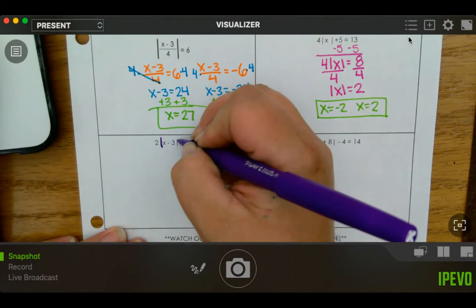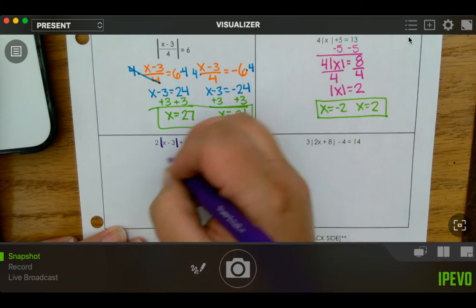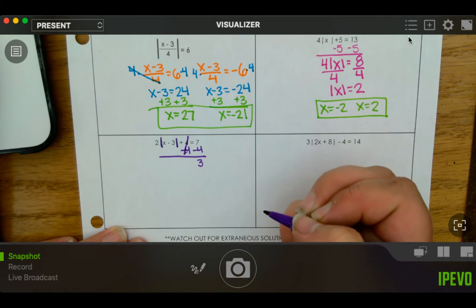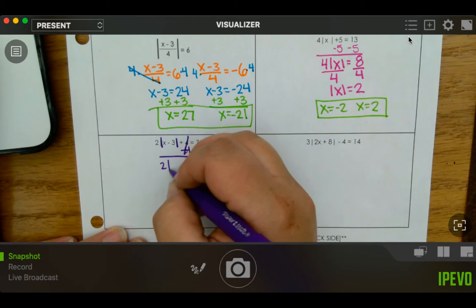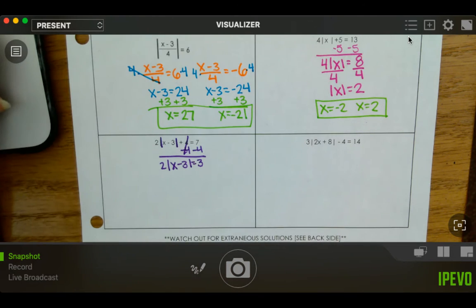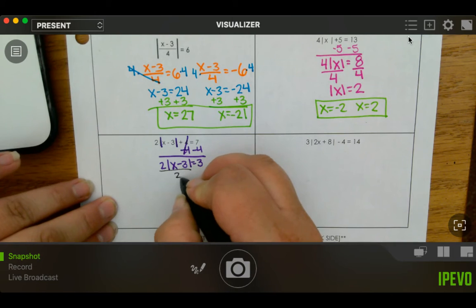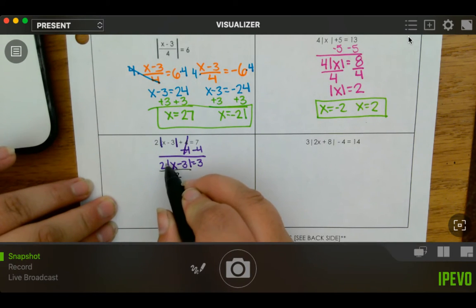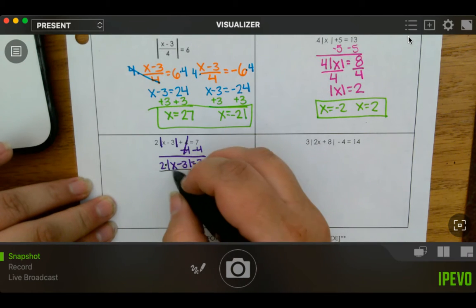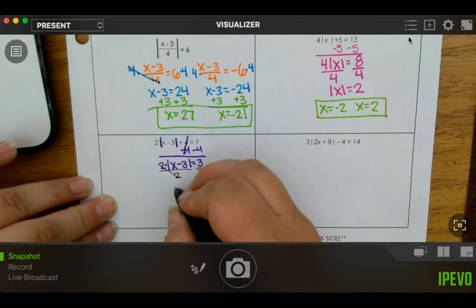I want these absolute values to be by themselves, so I'm going to do two things. I'm going to subtract 4 to the other side. That gives me 3. And then I'm going to copy down the rest of this, and I'm going to divide by 2 to get rid of this number out front. So this is really 2 times the absolute value, meaning the opposite of multiplication is division. So we're going to divide to get rid of that 2 out front.